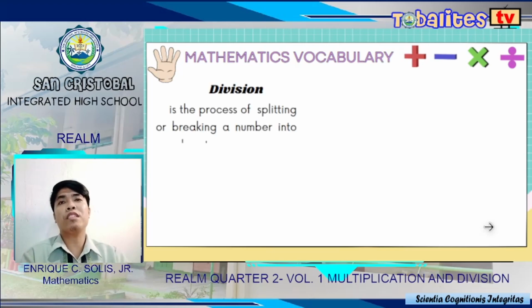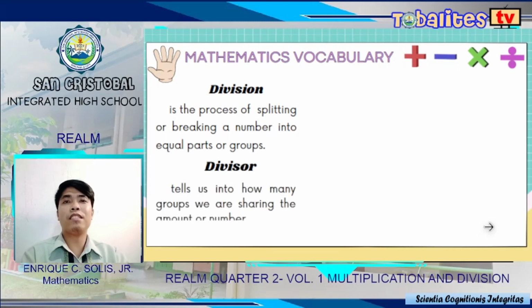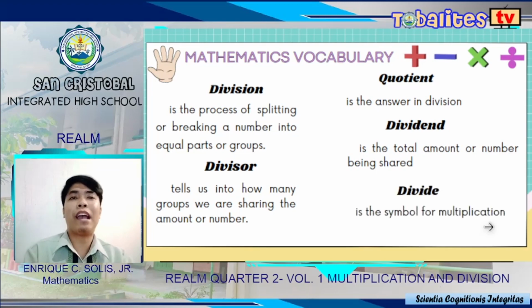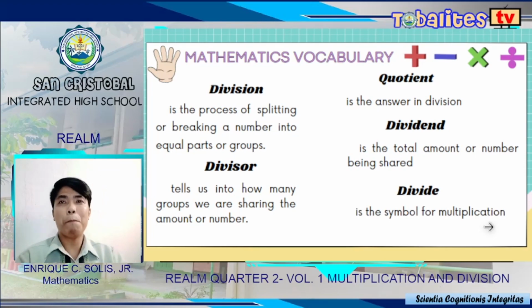So, the first word is division. Division is the process of splitting or breaking a number into equal parts or groups. Next is divisor. Divisor tells us into how many groups we are sharing the amount or a number. Next is the quotient. It is the answer in division. Next is the dividend, or it is the total amount or number being shared. And the last one is divide. It is the symbol for multiplication.